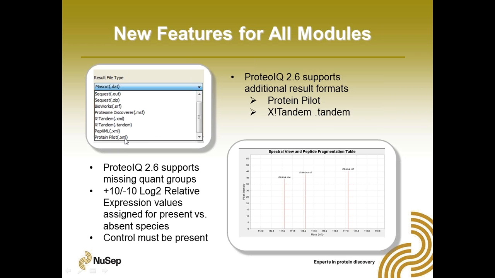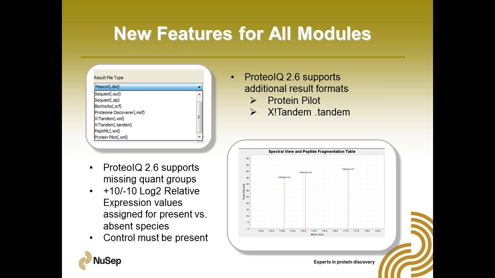So we've added 2 new file supports. You'll see those here. It's the proteinpilot.xml result and the xtandem.tandem. Just like you've always been able to do in ProteoIQ, you can mix search results from these file formats with any other format, and you're just going to get additional columns in your peptide view with those search-specific scores and probabilities.